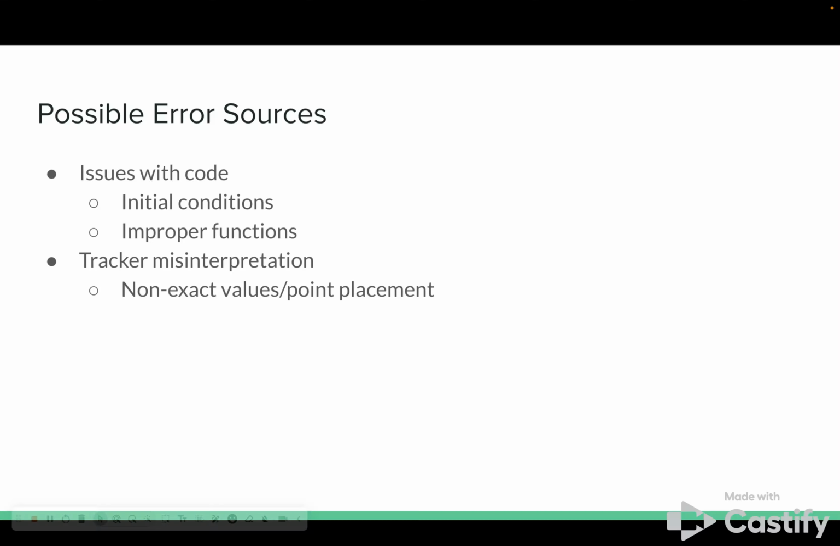So some possible error sources: one could be issues with the code. There could have been variation with the initial conditions, or maybe some improper functions. In addition to that, maybe some tracker misinterpretation. It's not precise, it's not exact with its values and its point placement. So these could have led to some errors in this experiment. So that is all I have.